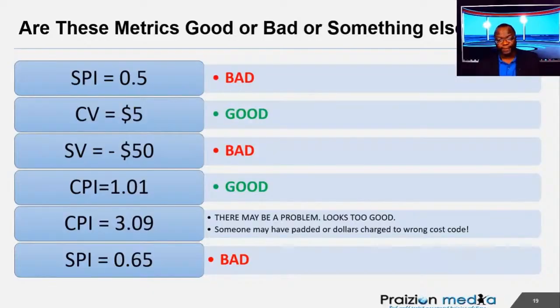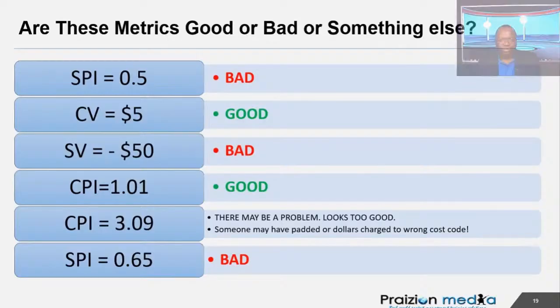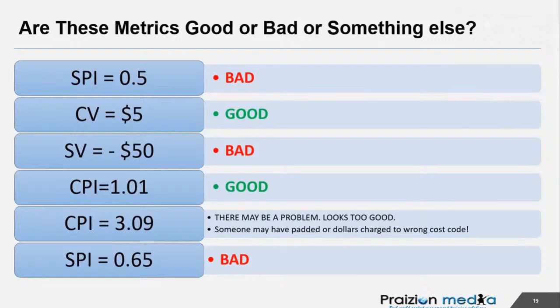It looks too good. Sometimes when things look too good, you got to ask, why do we look so good? Why do we look that good? Okay? So let me take my shot out of the slide so you guys can see the full picture, all right? SPI equals 0.65 is blatantly bad. That means you plan to get something done and you only got 0.65 of it done. All right?